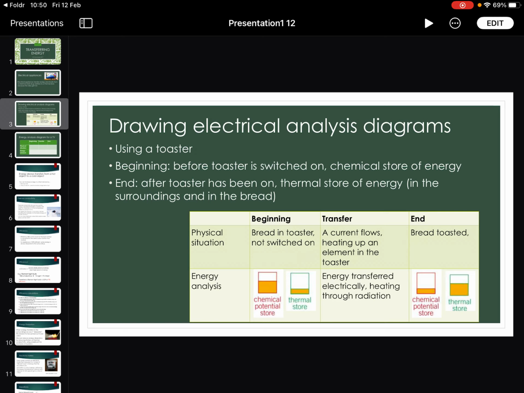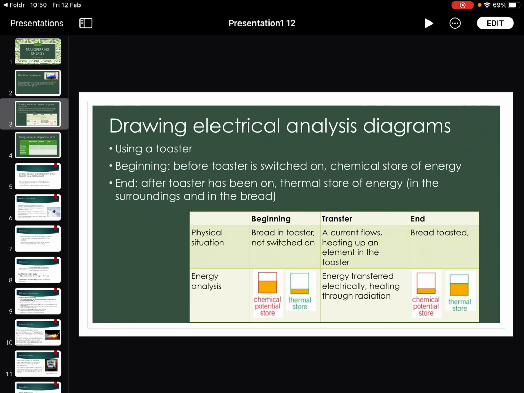You can see that this table is split into two rows. The top row is a physical situation. Now they are probably going to give you the physical situation and then get you to do the energy analysis underneath. So physical situation here, bread in toaster, not switched on. Transfer, a current flows, heating up the element in the toaster, and the end, the bread is toasted.